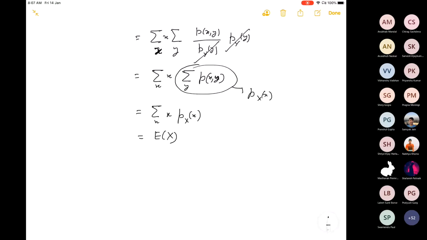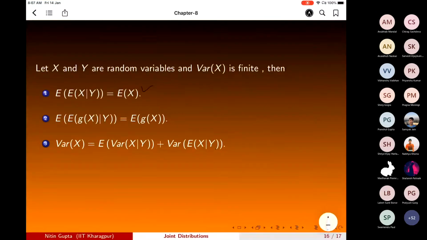In the same fashion, you can show the second one also: the expected value of g(x) given y is the expected value of g(x), where g is, for example, x square or x cube also. The variance of x can be written as the expected value of the variance of x given y, plus the variance of the expected value of x given y. So the proof will go in the same fashion.